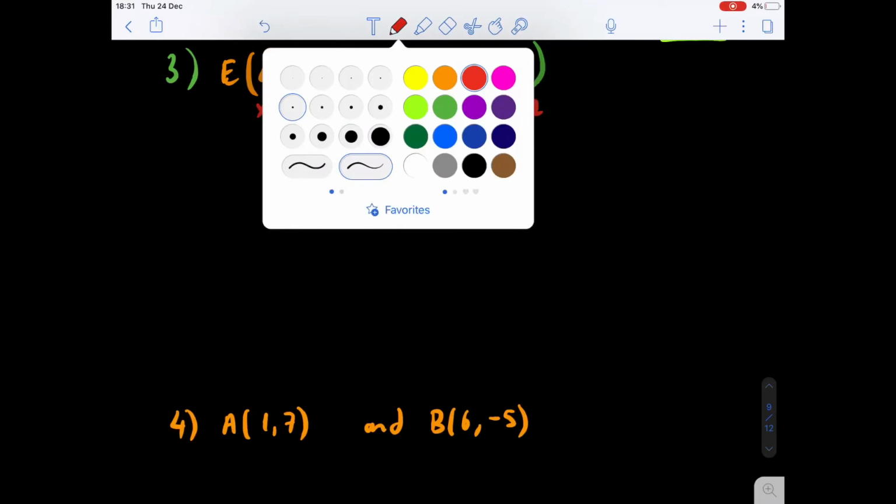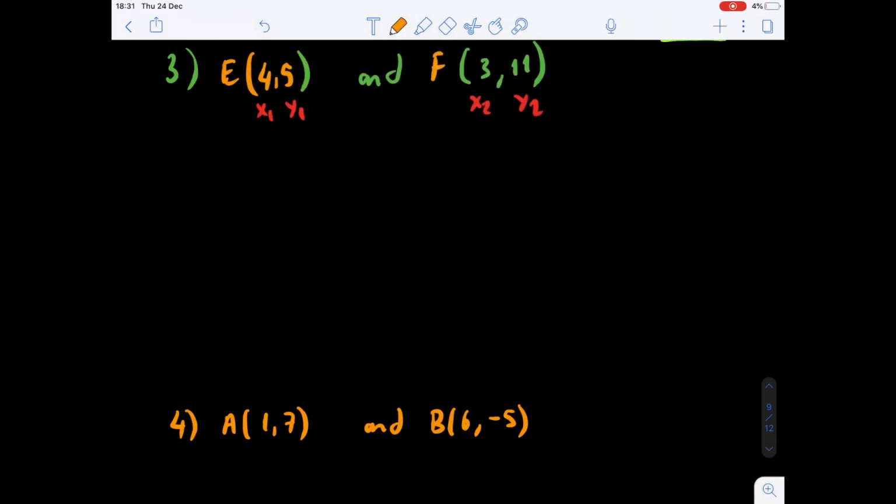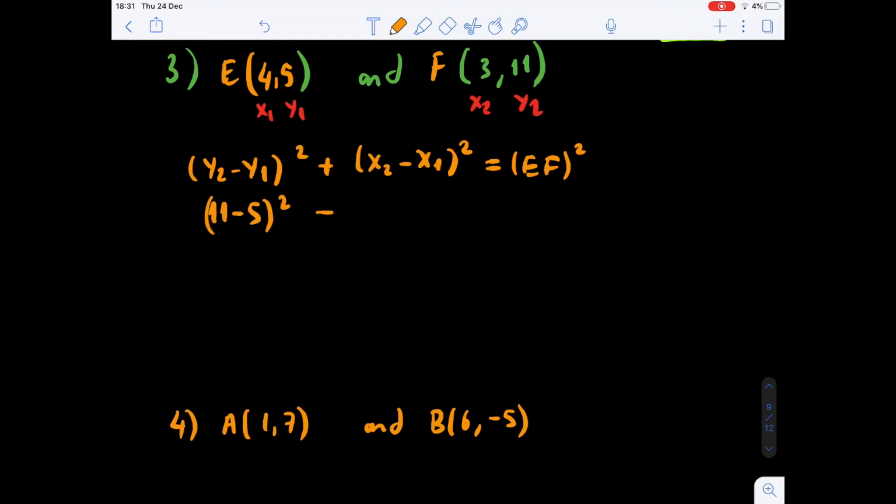So finally, I'm going to find the distance between vertical and horizontal. So I need y2 minus y1 squared plus x2 minus x1 squared equals the distance, EF. We can name the length of the distance between point E and F. So here's going to be EF squared. So y2 minus y1 is, y2 is 11 minus 5 squared plus x2 is 3 minus 4 squared. It's going to be 3 minus 4.